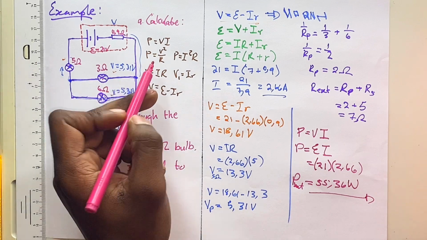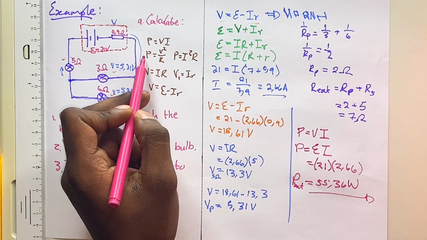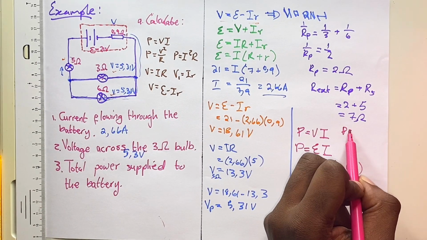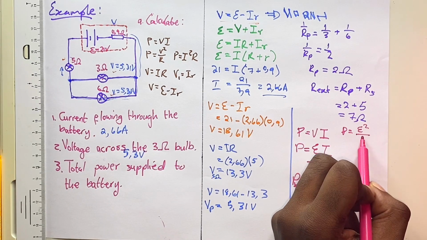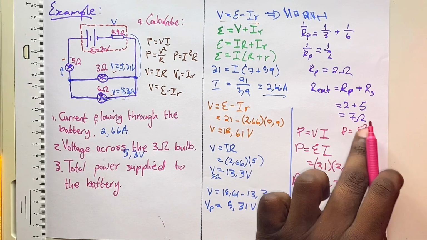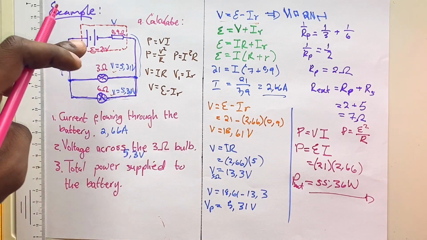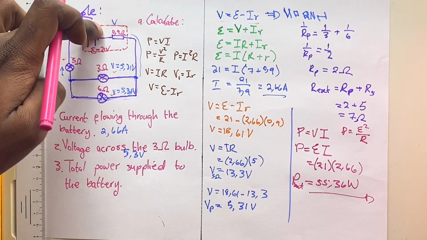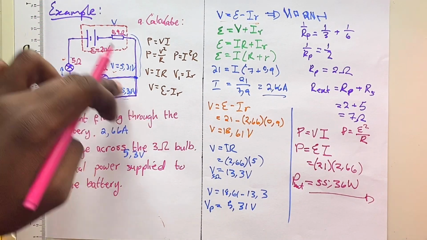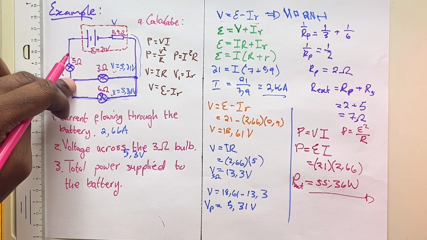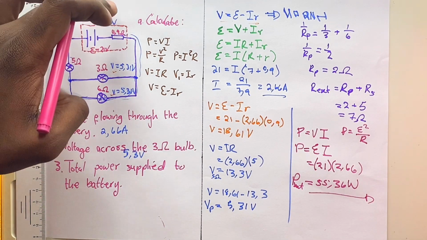Now even if I use the other equations of power, I would have used power is equal to EMF squared over R, and that is only because the question wants the power that is supplied to the battery. But if we're talking about a circuit or a component outside of the battery, I would have to use the voltage.